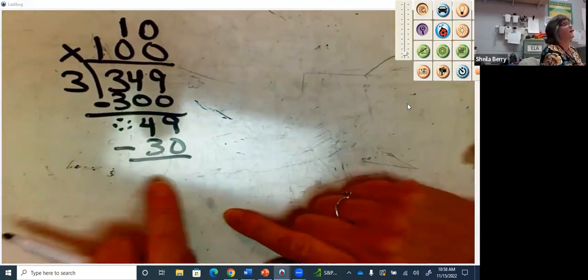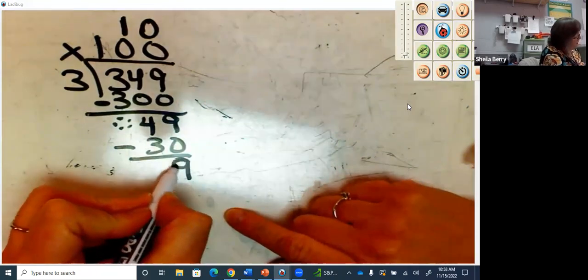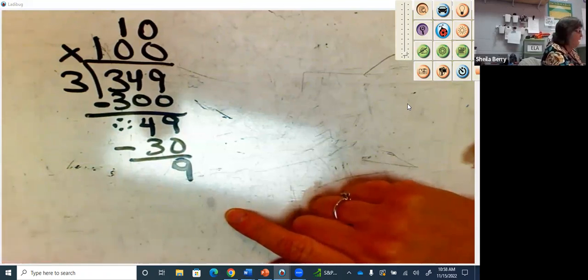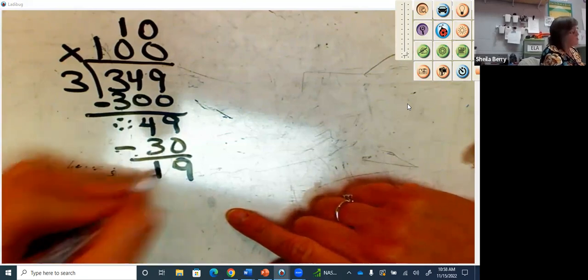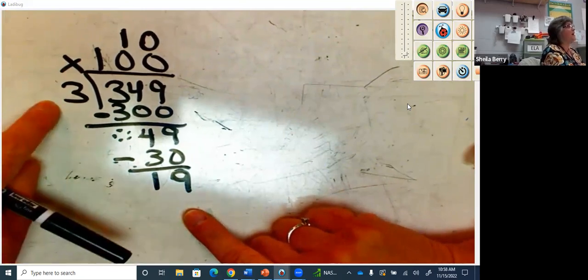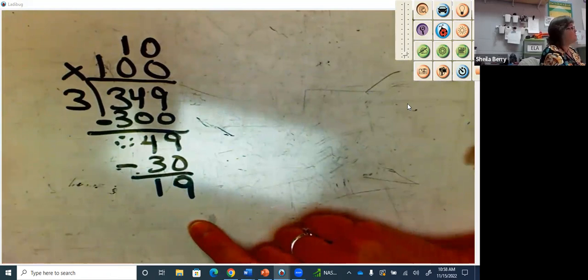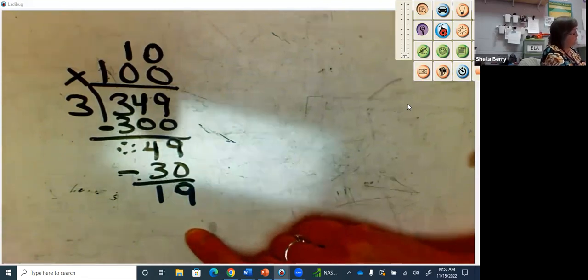Listen. What is 9 minus 0? 9. Oh, you're thinking multiplying. What is 4 take away 3? 1. So I have 19 left. Okay, so what friendly number can I use to get close to 19? 15. 15 would be 45. What times 3 is going to get me close to 19?